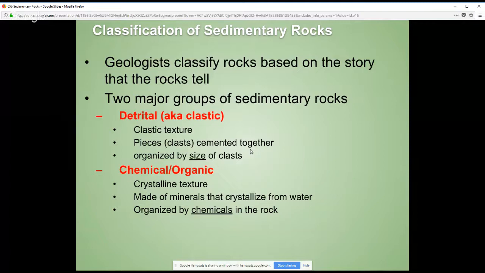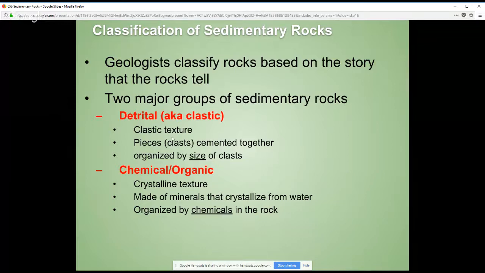Geologists like to classify rocks based on the story that the rocks have to tell. The whole reason we're looking at these rocks is to try to decipher some useful information. A lot of times that is what happened to create those rocks. So we break sedimentary rocks into two major groups: detrital, also known as clastic, and chemical/organic. Sometimes people break these out into a third group known as biochemical or organic. But for the sake of this lecture, I'm grouping them together.